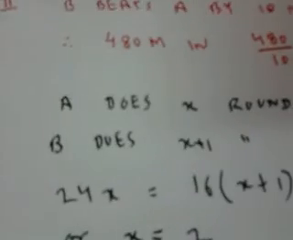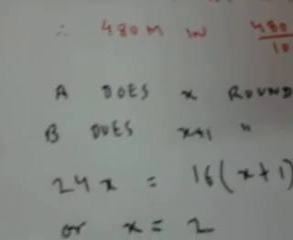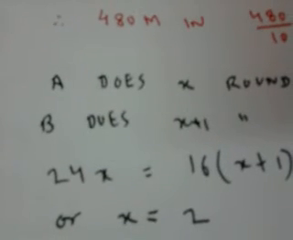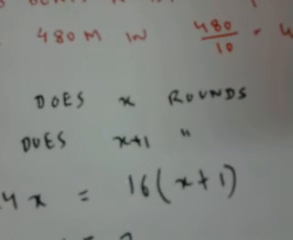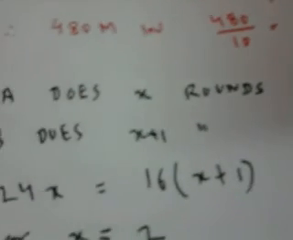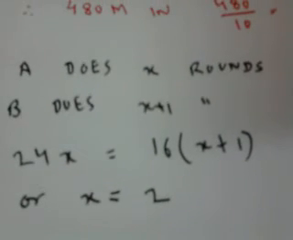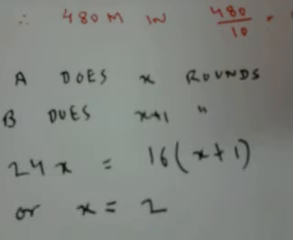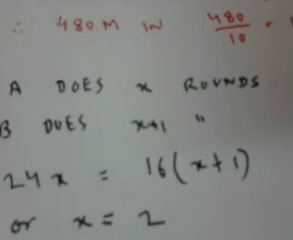They will meet when A does X rounds and B, being the faster runner, does 1 extra round, that is X plus 1 rounds. Time taken is the same. For 1 round, A takes 24 seconds, so for X rounds, A takes 24 times X seconds. For 1 round, B takes 16 seconds, so for X plus 1 rounds, B takes 16 into X plus 1 seconds. The total time of A and the total time of B is the same. Solve the equation, you get X equal to 2. What is X here? X is the number of rounds done by A. So when A does 2 rounds, B does 3 rounds, they again meet at the starting point.